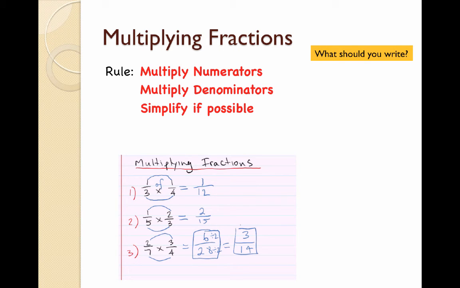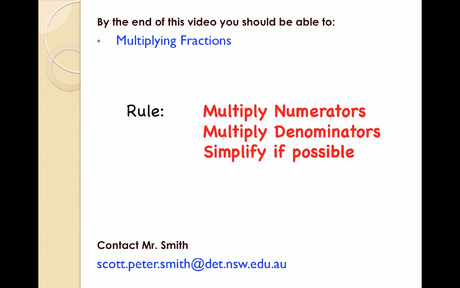Okay, now that you've seen the examples, what should you write? Well, the rule: multiply the numerators, multiply the denominators, and then simplify if possible, as well as getting those 3 examples written down. And that's it.